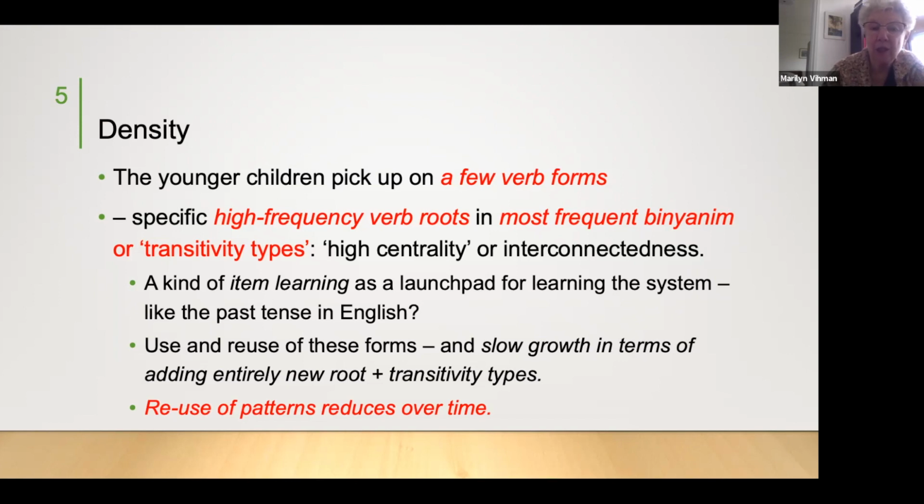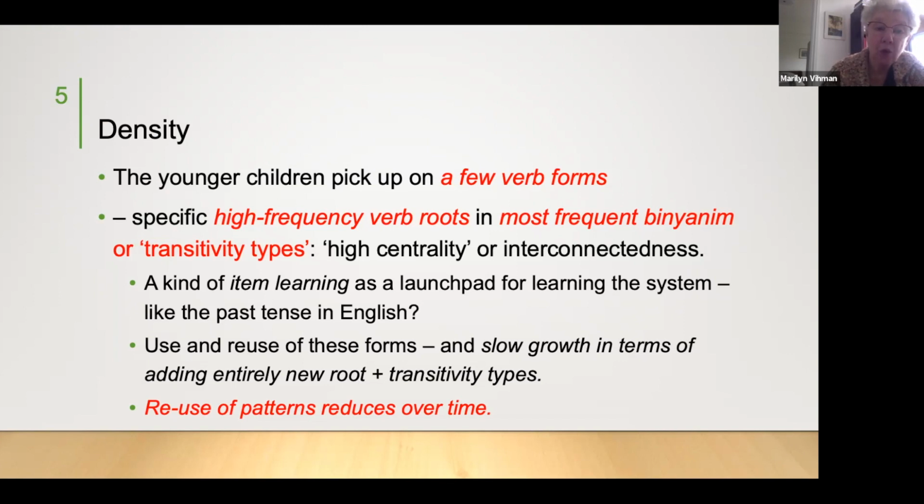So that's a little bit like starting with the past tense irregular in English before you begin to pick up the regular system, which is much more widely used, more types, but it's not as high frequency in the early speech input. And then the children use and reuse that small set of forms, so they continue to have a very dense system for quite a while.